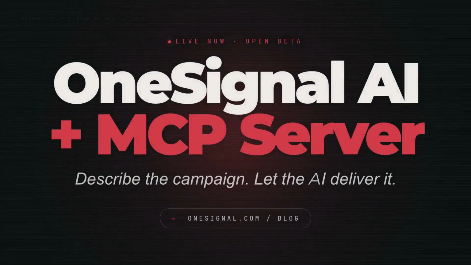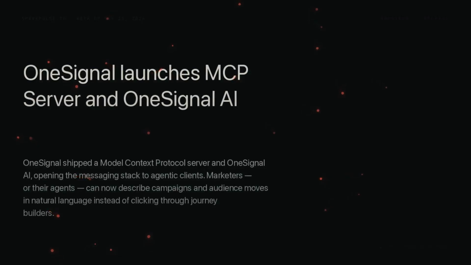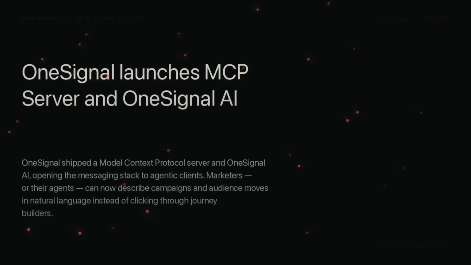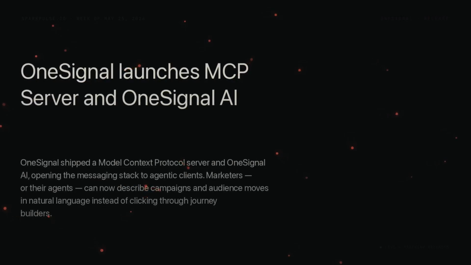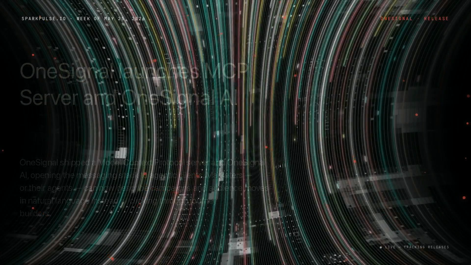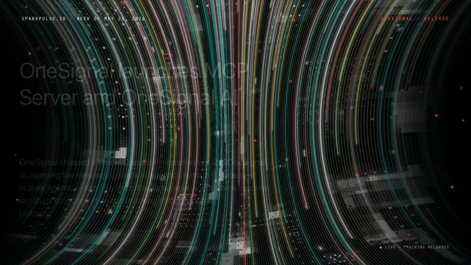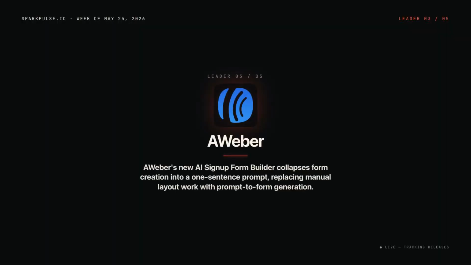Inside the app, OneSignal AI answers in plain English. Which segments are growing fastest? Ask the assistant. Pull warehouse data, build the segment. Write the copy, schedule the send. All in one chat, no tab switching. Open beta is live right now.